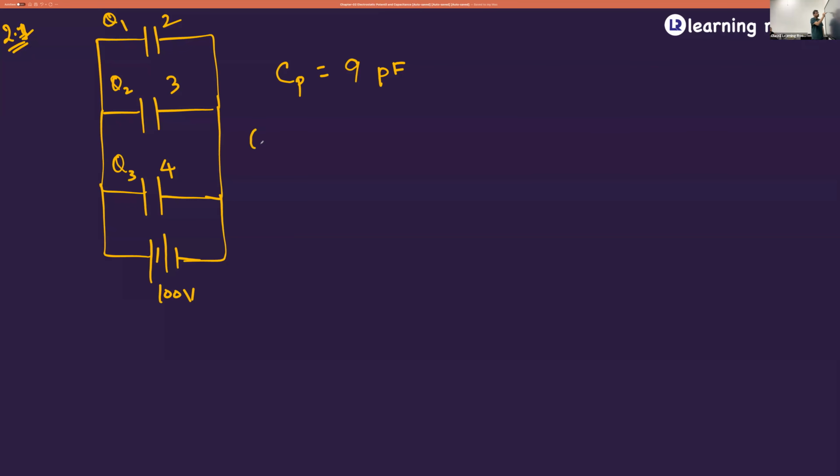So what is Q1? 200 picocoulomb. Q2, 300 picocoulomb. And Q3, that's it. That's the answer. So just apply Q is equal to CV and you're done. Right? Parallel is very simple to handle. Right? Yes. What is the next one?